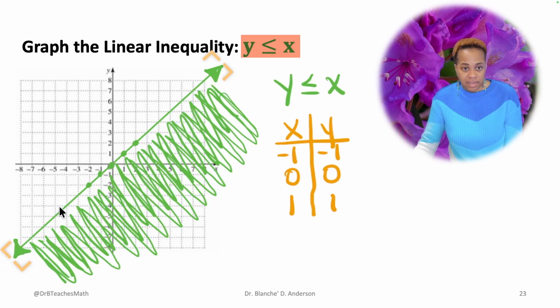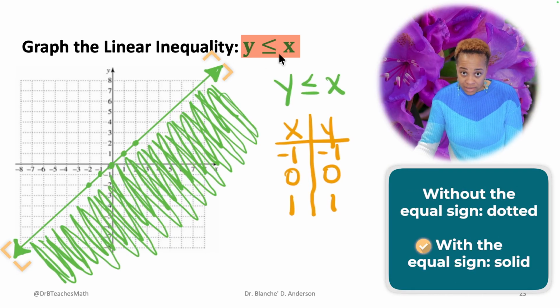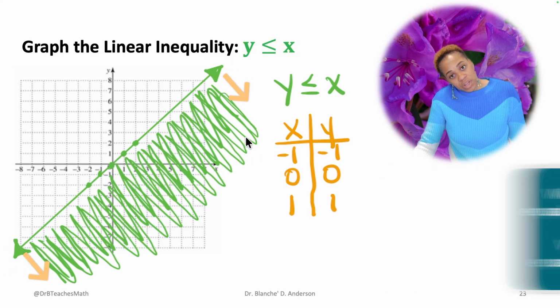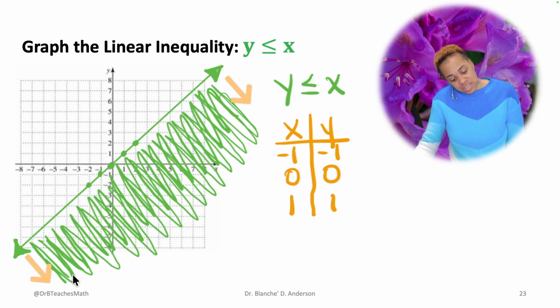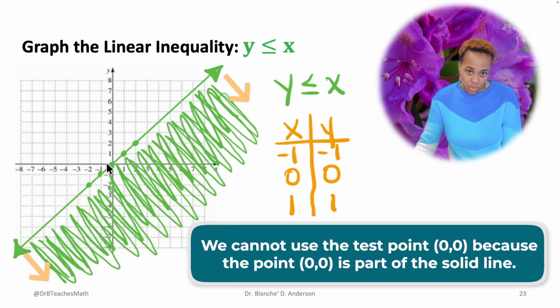This is what the line looks like. We know the line is solid because it says less than or equal to. Now, we ended up shading on this side. Why? Can't plug in 0, 0 because 0, 0 exists on the line.